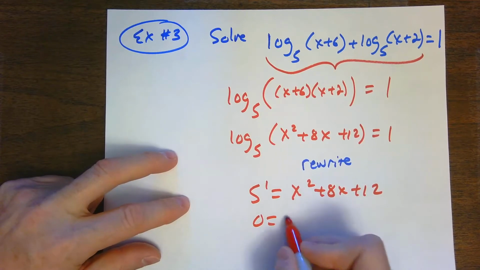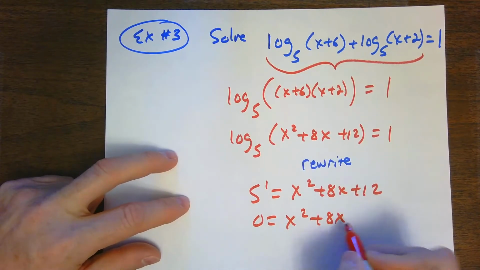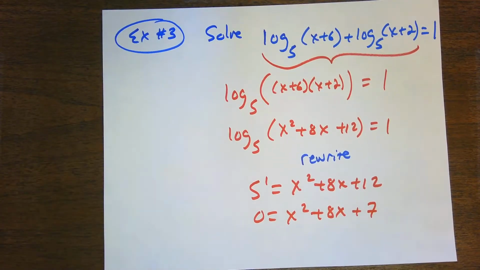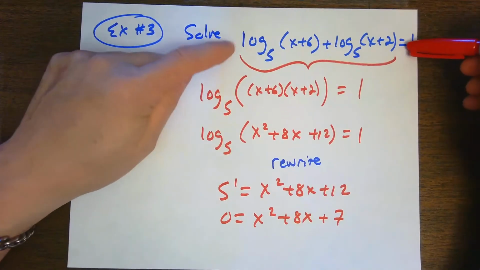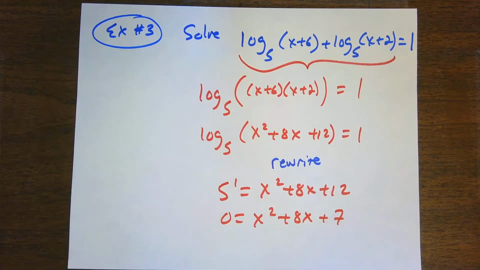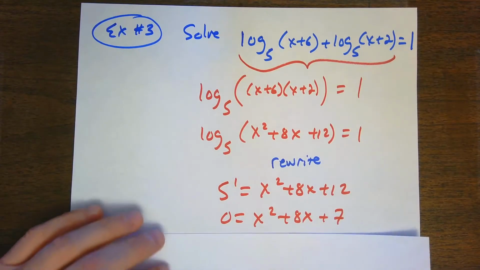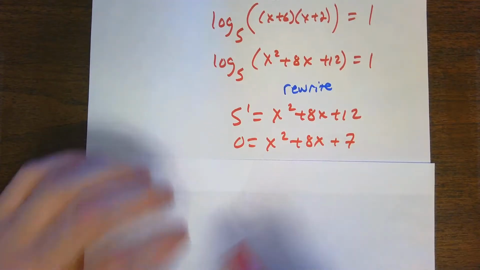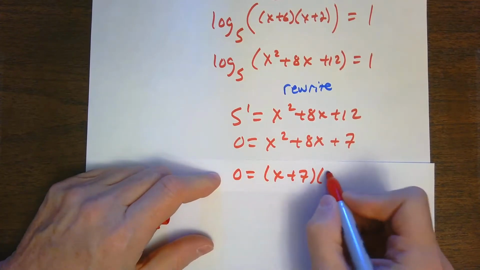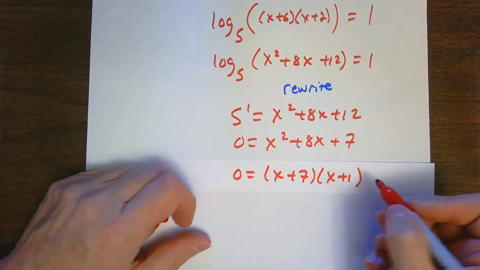Subtract 5 from both sides, and I get a nice, well-behaved quadratic. Let's see, 12 minus 5 is 7. So this problem, which started as this big, horrible, nasty, ugly logarithmic equation, has boiled down to a nice, well-behaved quadratic. And I don't need anything too fancy here. I can actually solve this one by factoring. It's going to factor nicely. Two things that multiply together to give me 7, add up to give me 8. How about x plus 7, x plus 1?